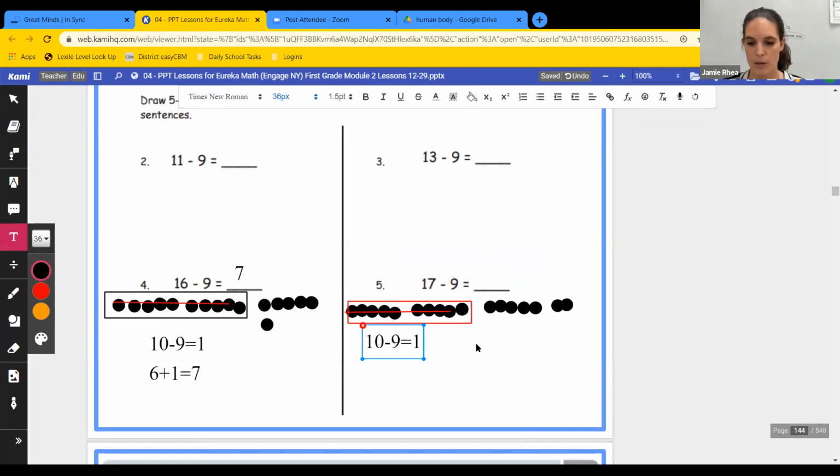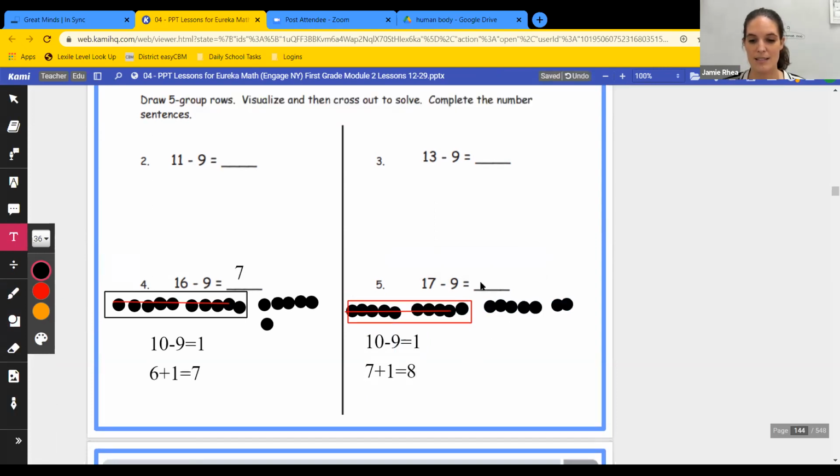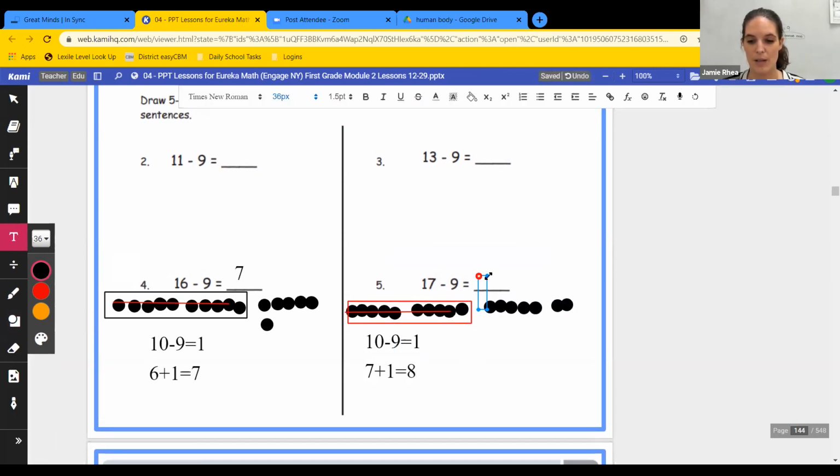1. Okay, so then we're going to come down here. How many are outside my box? 7 plus the 1 I didn't mark out equals 8. So I know that 17, let's move that up, 17 minus 9 equals 8.